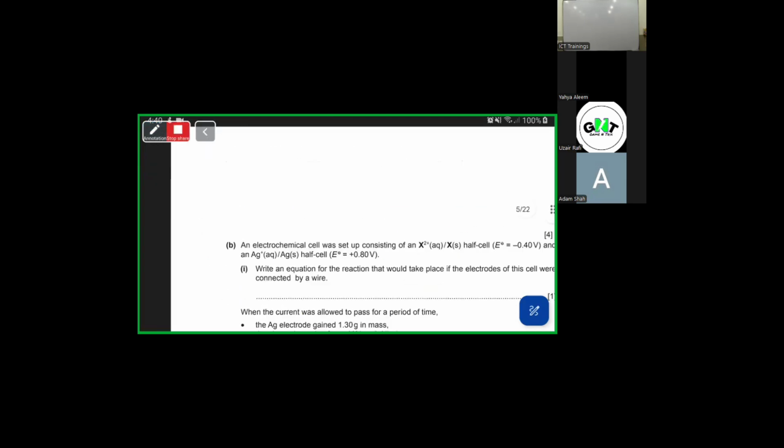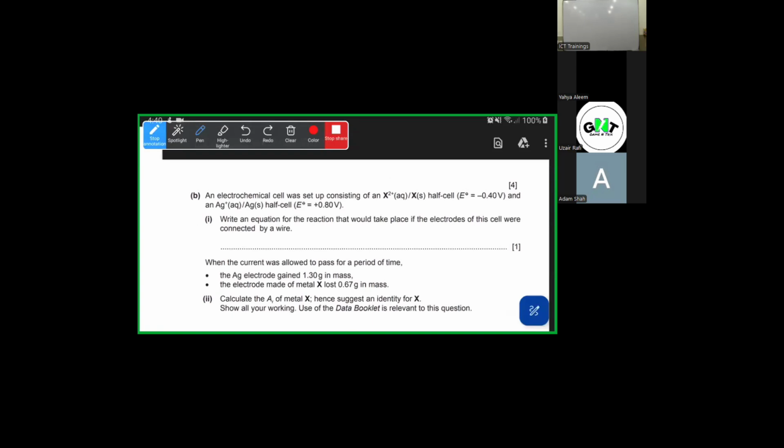Now we are going to move towards the next question, guys, the same question with the B part. Everybody just look up here. An electrochemical cell was set up consisting of X plus 2 and X half cell, and its E naught value is minus 0.40. So you can write the equation up here. I told you the E naught value is actually the E naught of reduction, so you should write the equation in the reduction form. So it should be X plus 2 plus 2 electrons forming X, and its value is negative 0.40.